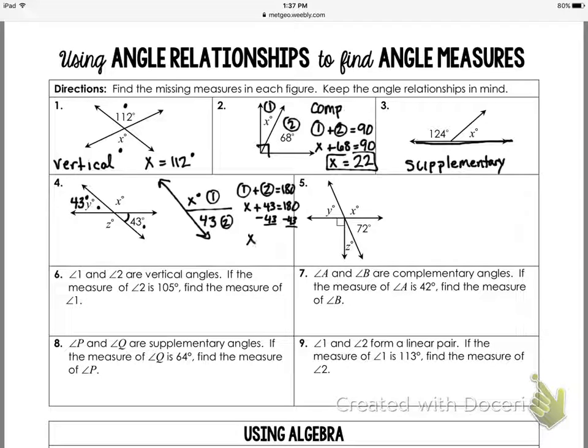And we get that x is equal to 137 degrees. Since x is 137 degrees, it's also vertical with z, and so z is equal to 137 degrees because they're vertical with one another.